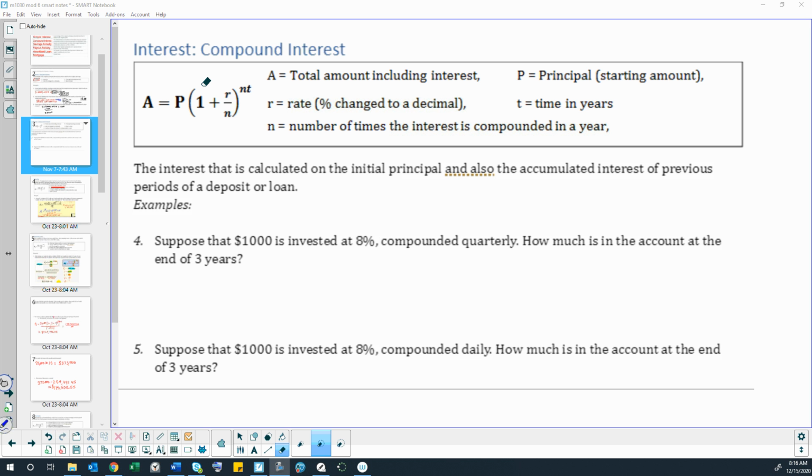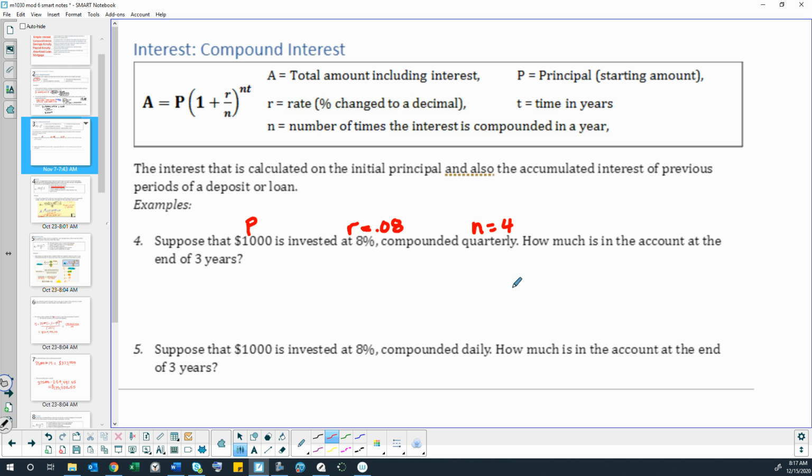Okay, let's go ahead and work through number 4. Suppose that $1,000 is invested at 8% interest compounded quarterly. How much is in the account at the end of 3 years? All right, so let's figure out what each number means. The 1,000 is P, the 8% is R, but we need to make sure we use 0.08. Quarterly is the number of compounding, so N equals 4, because it's happening 4 times a year.